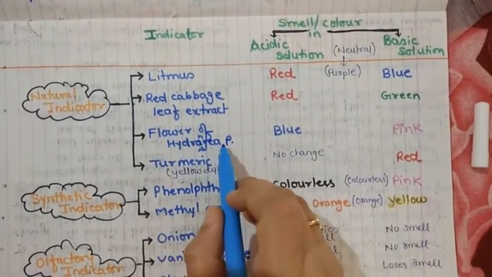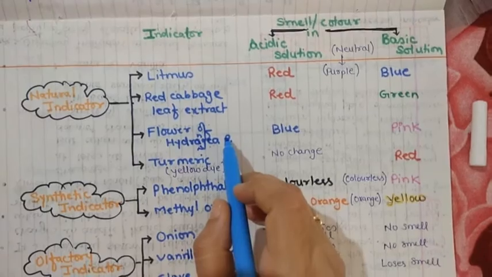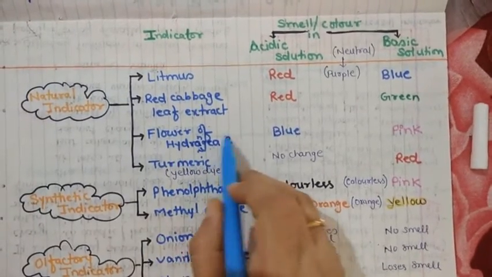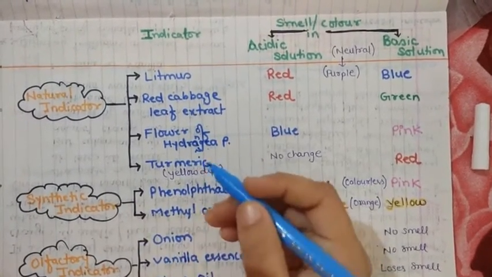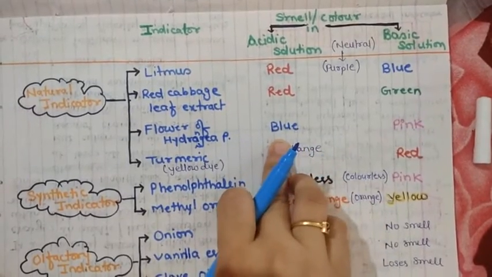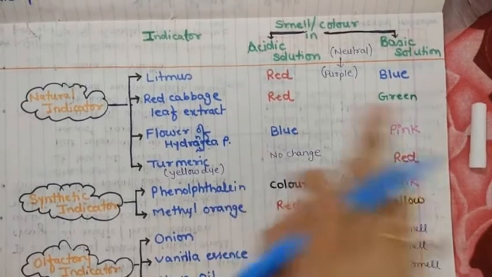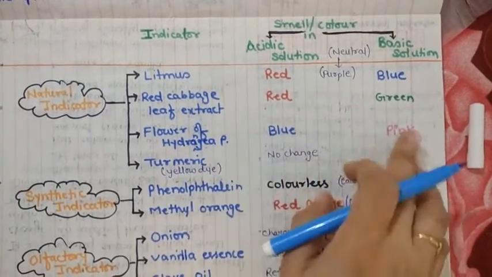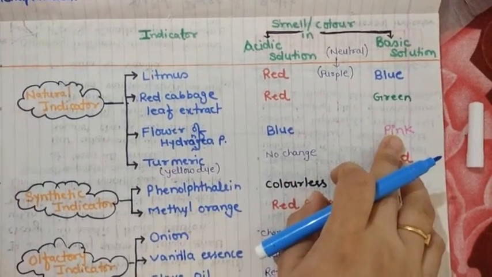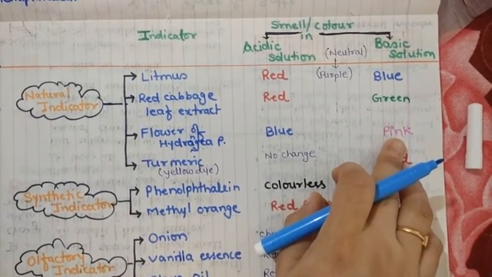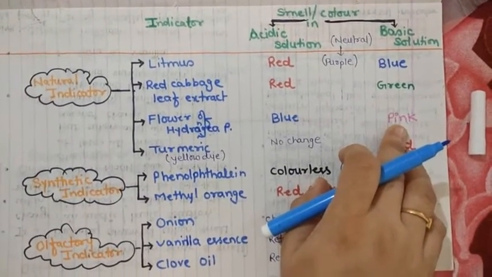Flower of the hydrangea plant is also acting as an indicator. How? The solution is blue in color, and nothing happens when we put it in acidic solution. That means it will remain blue only. But if we drop this solution in basic solution, then it will show a color change, that is pink.